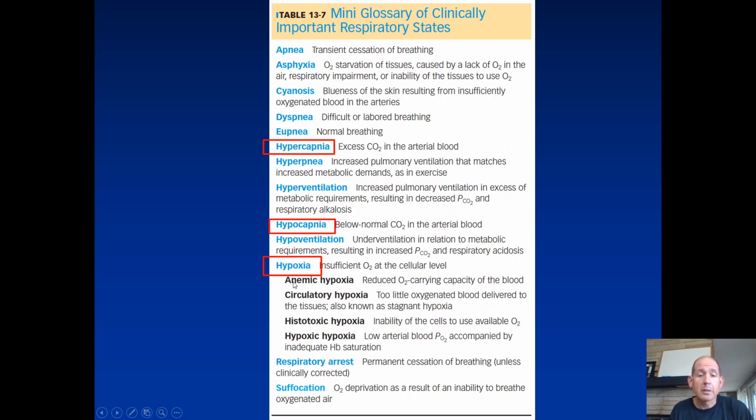Perhaps it could be anemic, in the case of having low hemoglobin; circulatory, where too little oxygenated blood is delivered to the tissues, so if the blood pressure were to drop too low; histotoxic, so an inability of the cells to use the available oxygen. For example, cyanide would inhibit cellular respiration. And hypoxic hypoxia, where there's low arterial PO2 accompanied by inadequate hemoglobin saturation, which may occur at high altitudes.